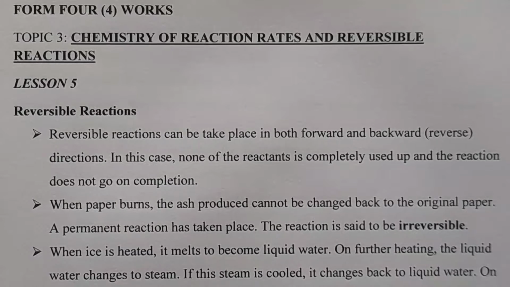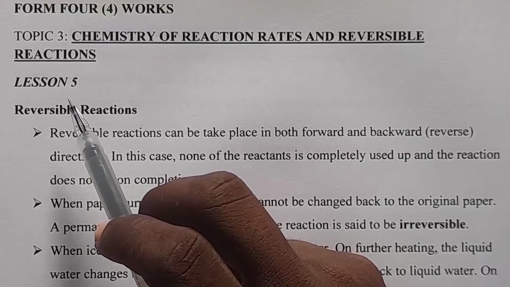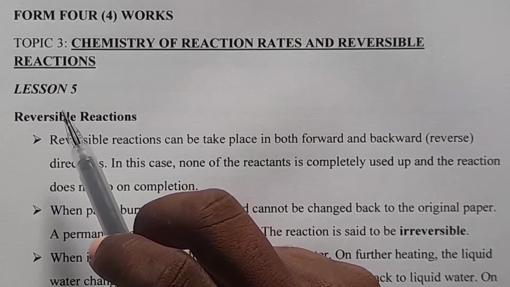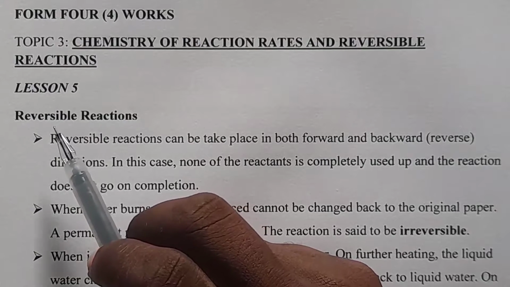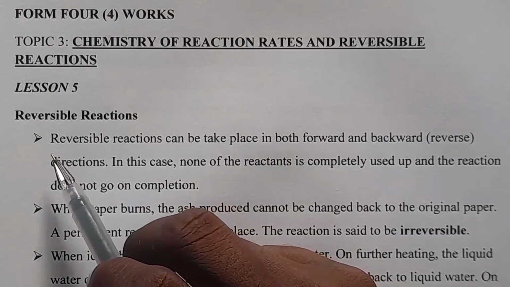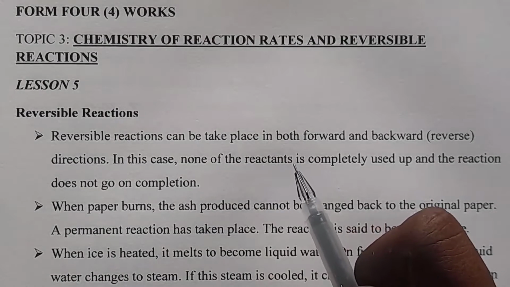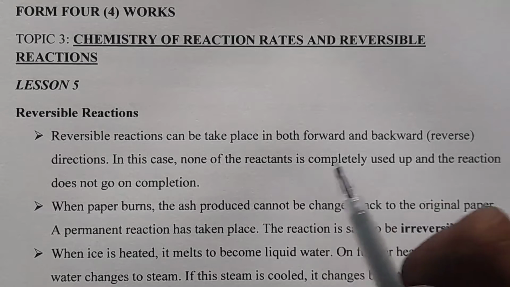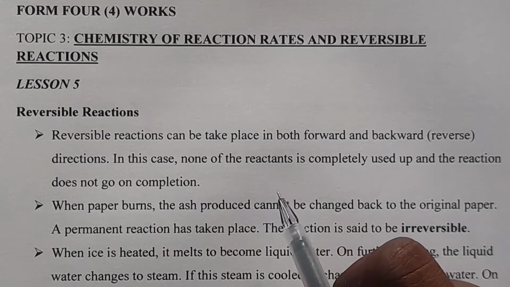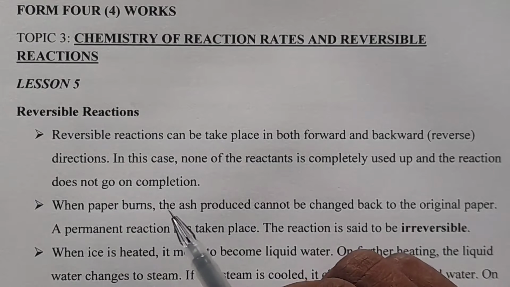Hello students, welcome. Previously, lesson 4, form 4 topic 3, we were dealing with factors affecting the rate of a reaction. Today, lesson 5, we are going to start with reversible reactions and we are going to do equilibrium. So we are saying reversible reactions can take place in both forward and backward or reverse directions. In this case, none of the reactants is completely used up and the reaction does not go on completion.